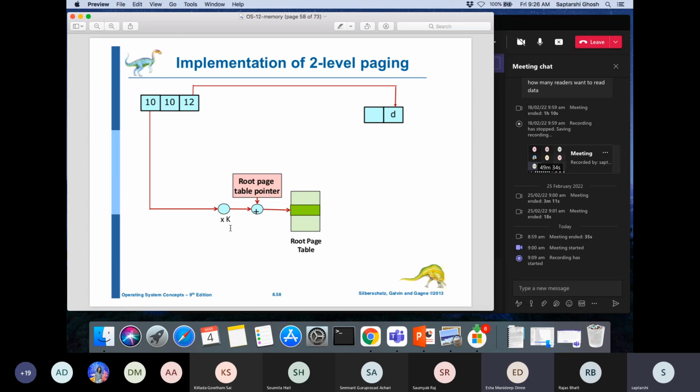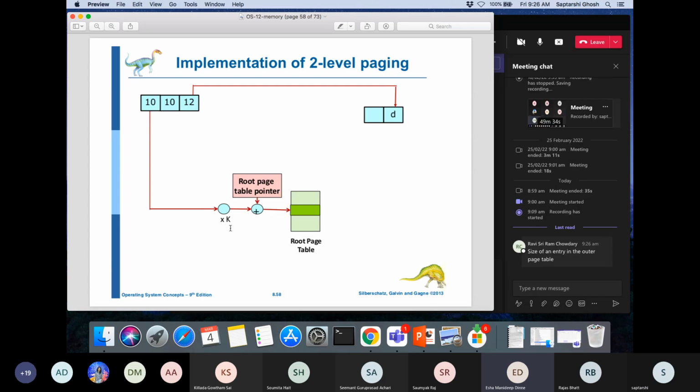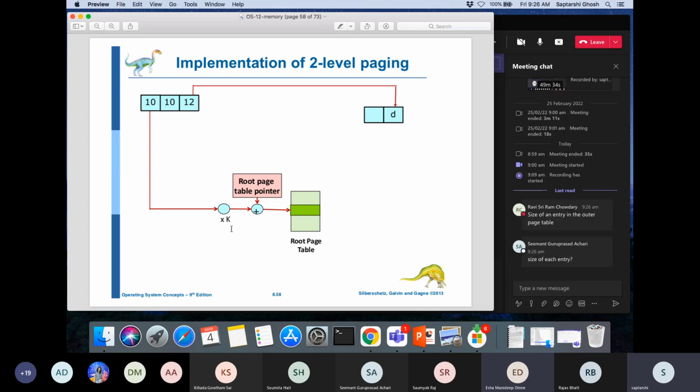Anyone, what is k? Exactly what Ravi says, k is the size of an entry in the outer page table. Good. Yeah, what Simant also said, this is the size of each entry.